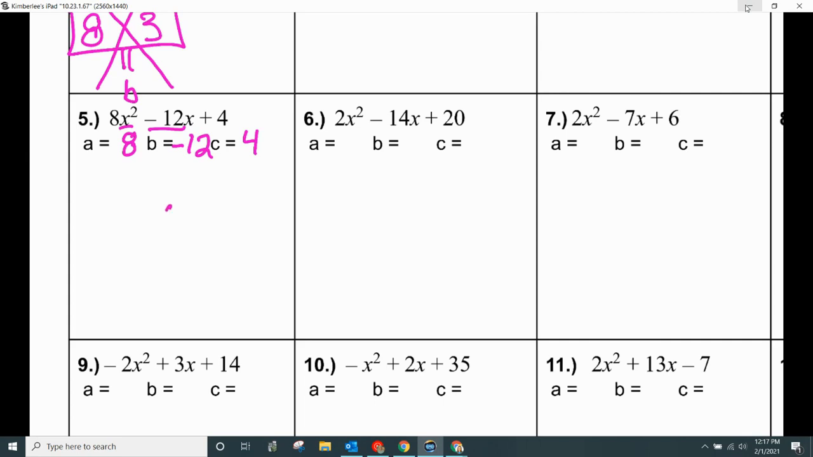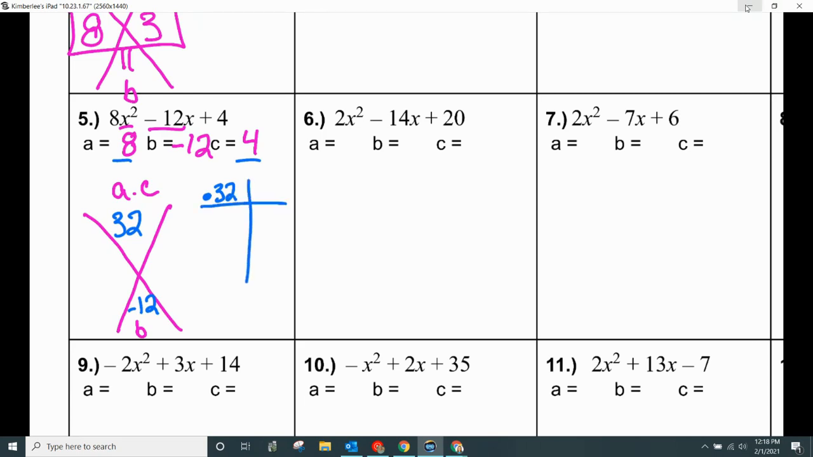Okay, so then we do our X. A times C goes in the top, B goes in the bottom. Okay, well, B is negative 12, and then A times C is 8 times 4, which is 32. Okay, so then I'm gonna make my little chart. I'm looking for 2 numbers that when I multiply them, I get 32, but then when I add them up, I get a negative 12. I'm gonna take up more space here. I'm gonna start with my chart.